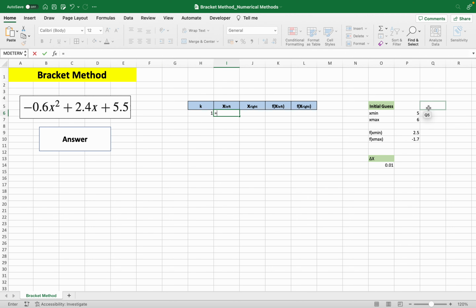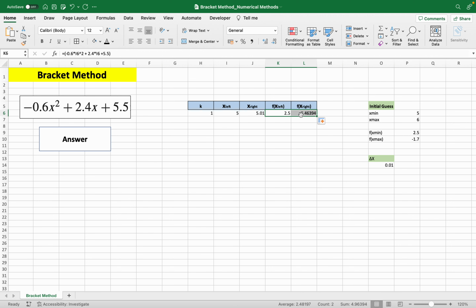Okay, so we have our intervals, and let's write down this row here as our first set of iterations, and x left is always going to be the x min value, and x right here is just this value plus the interval value there, and fx left is just evaluating the function here with the x left value. So again, the same thing, right? So we have negative 0.6 times this squared plus 2.4 times this plus 5.5, and fx right is the same thing as well, but let's just drag it here because again it copies the formula and we're evaluating the function here with the x right value.